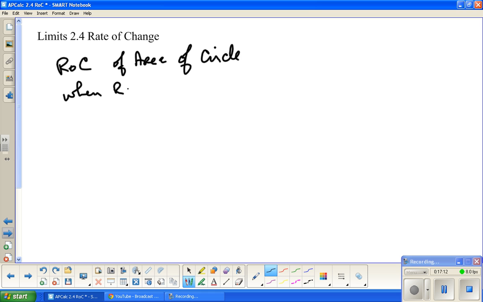When the radius of the circle is, let's do 2 centimeters. Okay, so I have this circle, and let's say the radius is changing, and what I want to find is, as I change the radius, how does the area change? How quickly does it change? What's its rate of change?